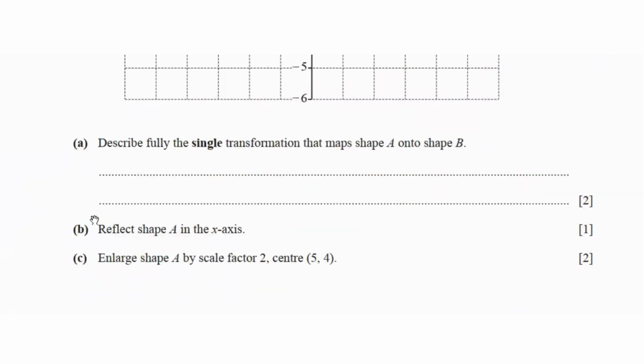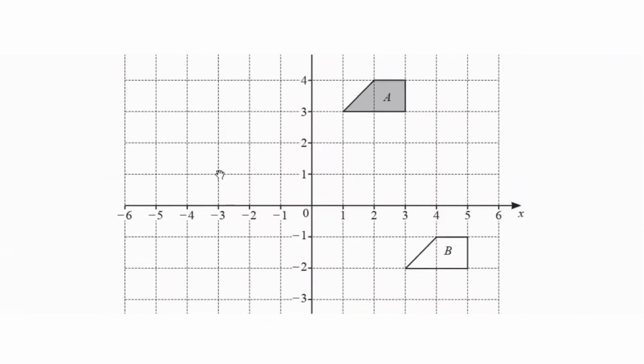In question 7, it says describe clearly the single transformation that maps shape A onto shape B. So as you can see, shape A and shape B have the same shape. There's no enlargement, there's no rotation. Thus, we're only left with translation. So there's a translation.